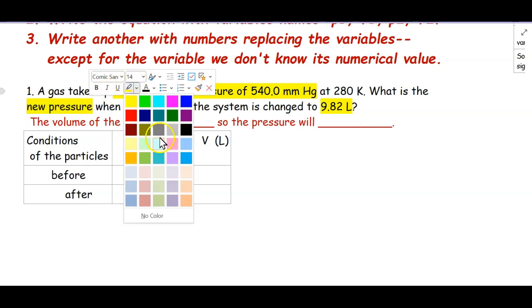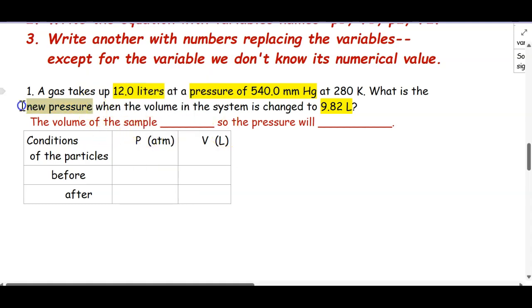And in fact, we could put it in. Let's put new pressure, and we'll make it this. All right, that's what we don't know. So let's look at these numbers. All right, it says the gas takes up 12.0 liters before. All right, let's put these in. 12.0 liters at a pressure of 540. These are the two numbers that go together. This is the pressure that goes with that volume. And it's 0.0, and it isn't atmospheres, it's millimeters of mercury.